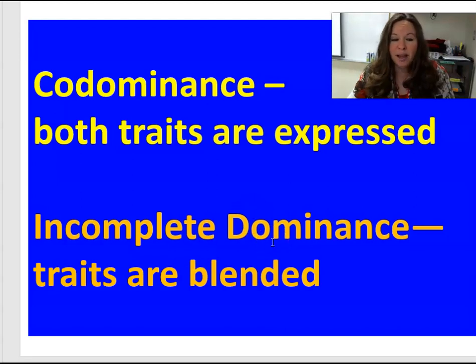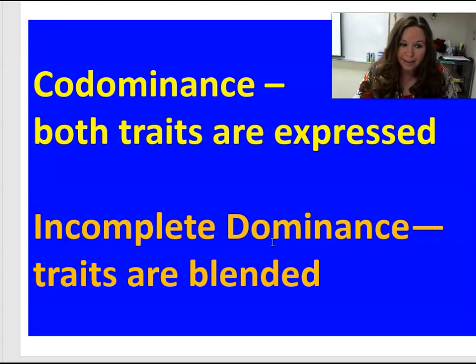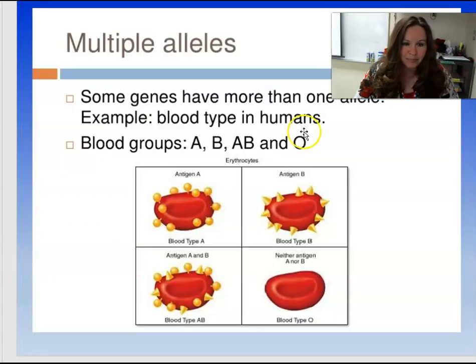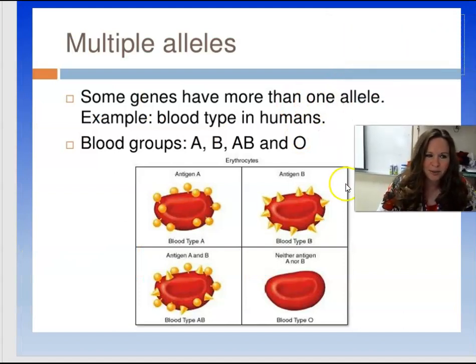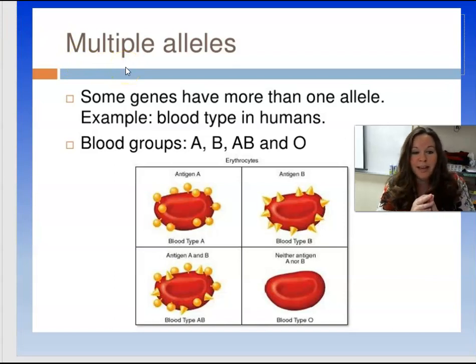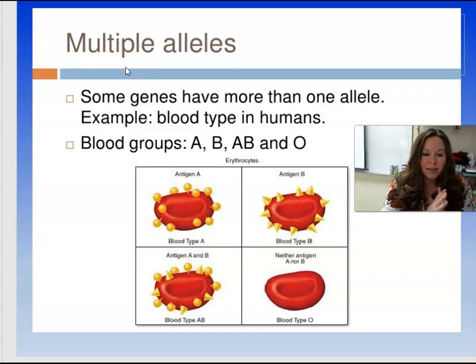Well, there's this other phenomenon called codominance. It's really similar to incomplete dominance, but there's no blending. So both alleles are still going to be dominant together, but no blending. So a great example of this is with blood type. And blood type is also interesting because there's more than just the two alleles for blood type. You also have three of them. You have allele A, allele B, and allele O.